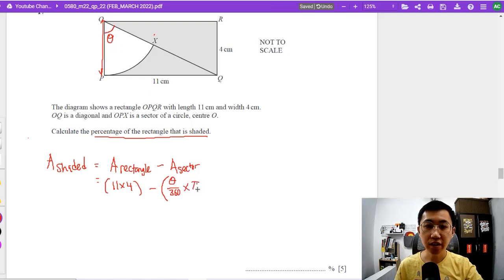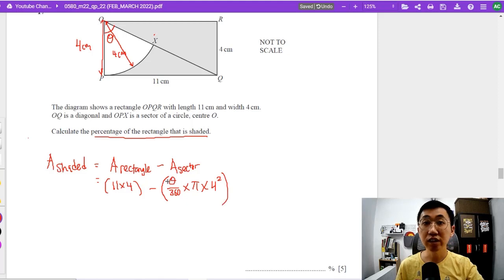So pi r squared, do we know the radius? Yes, we do actually. Given here, OP is 4 centimeter. It's going to be the same over here. Remember, this is radius 4 centimeter. So fill up pi r squared, 4 squared. Let me write properly: 4 squared times 4 squared. Okay, now we are stuck.